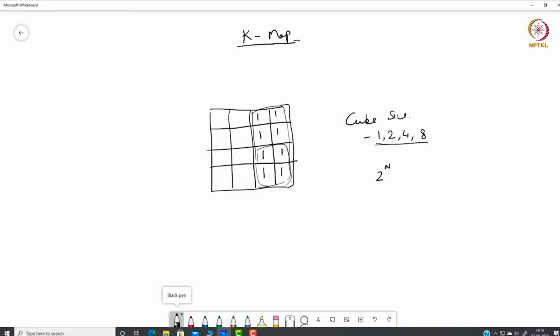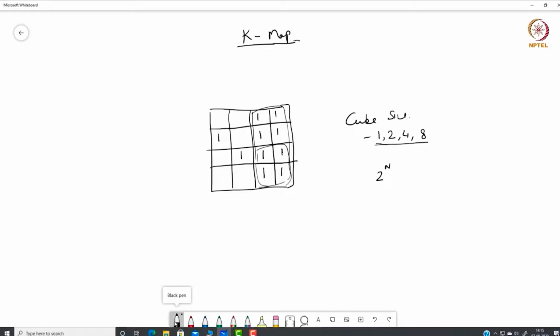The other thing is that the terms must be adjacent. So let us say one term is here and one term is here, they cannot be combined because they are not adjacent. Adjacent means they are either horizontally adjacent or vertically adjacent. This is how we create cubes, and if it is a sum of products, then each cube will convert to one product term.